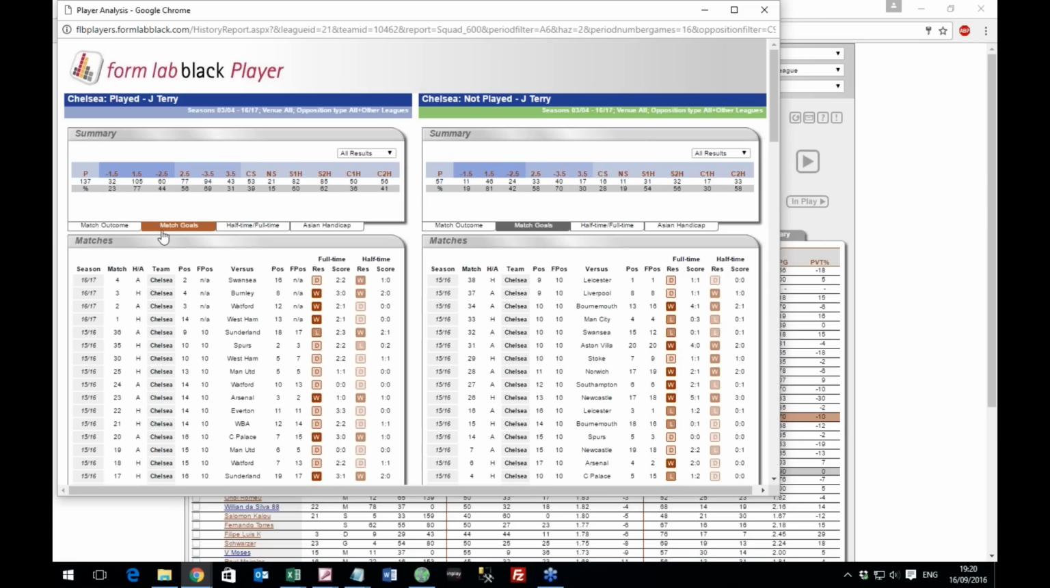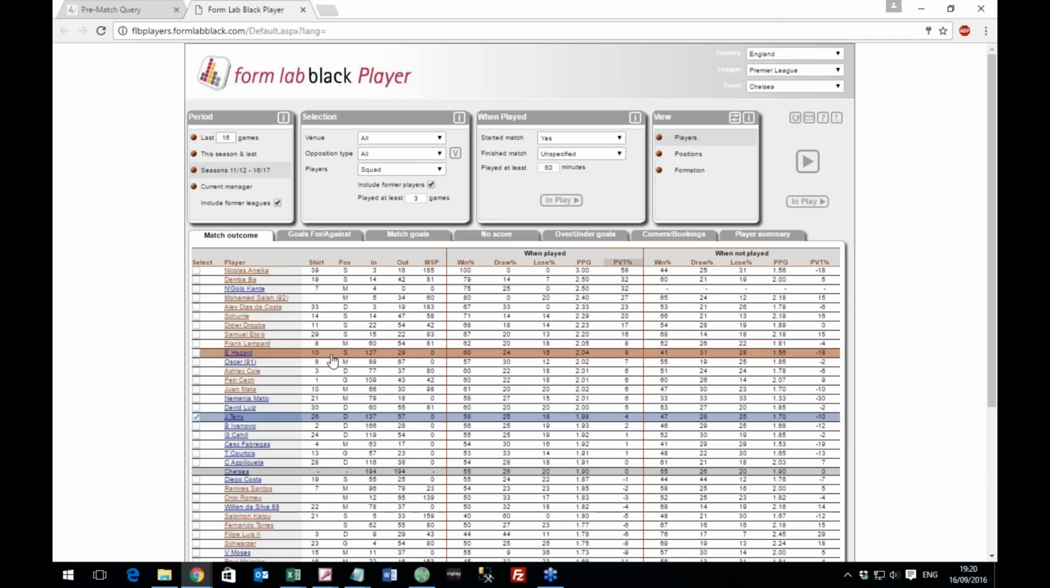And in the goals market, Terry actually has a less significant effect, it seems. So we see that over the last 5 years, Chelsea have had over 2.5 goals in 56% of their games, and that increases slightly to 58% in the games that he's been absent in, but not a huge shift. If we don't want to query individual players, we could query a combination of players.